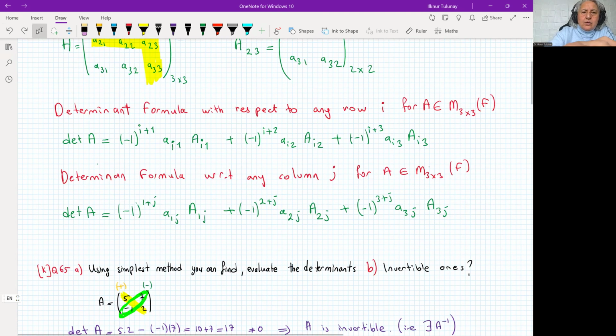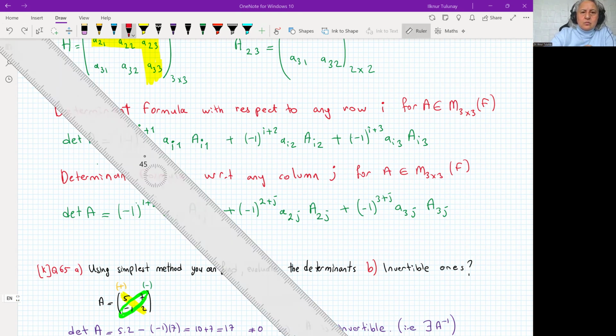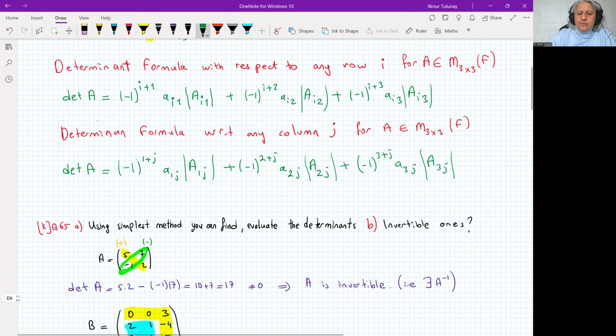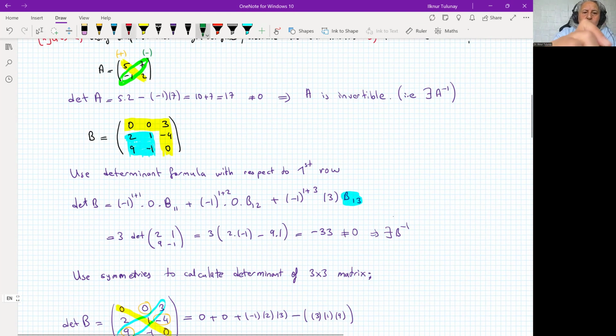So I can use a notation like this, which also means that it is a determinant. So we are looking at the determinant of A. You're looking at the determinant of these minors. So I have the same thing here.